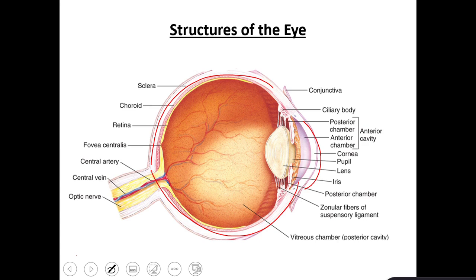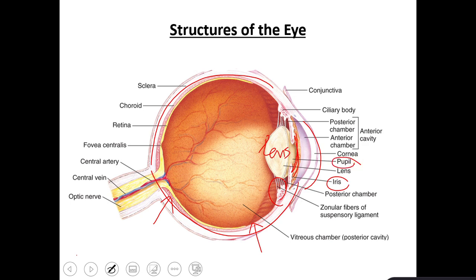The middle layer or tunic is the vascular tunic, and this has the choroid, ciliary body that has the ciliary muscle, which control the shape of the lens. And then anteriorly in the vascular tunic, we have the iris. And the iris is the colored part of the eye. And the iris has an opening that we call the eye pupil.